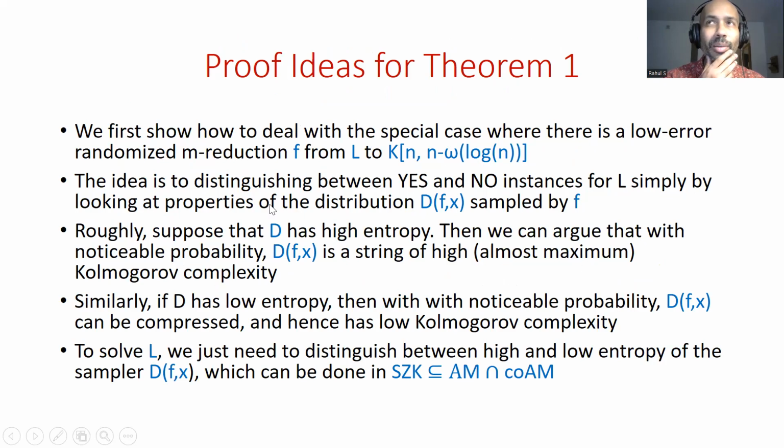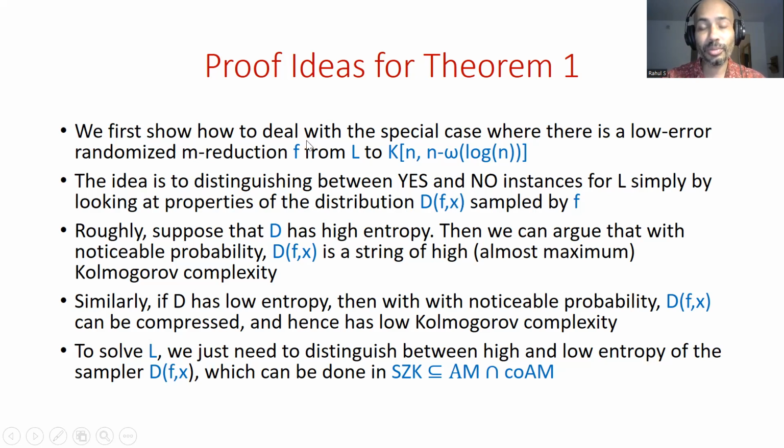And the idea is, well, how are you going to exploit a reduction to the Kolmogorov random strings? Kolmogorov random strings are uncomputable. Somehow you're going to look at what the reduction does and show the reduction itself needs to know something about the Kolmogorov complexity of the strings that it outputs. So the idea is to distinguish between yes and no instances for L simply by looking at properties of the distribution sampled by this randomized reduction.